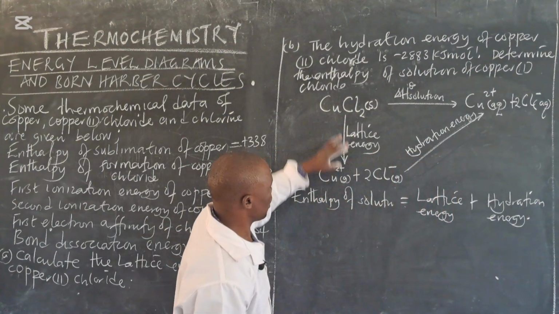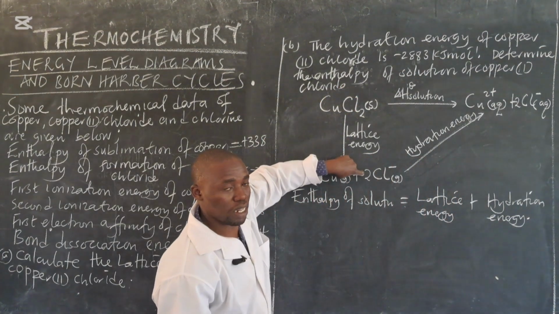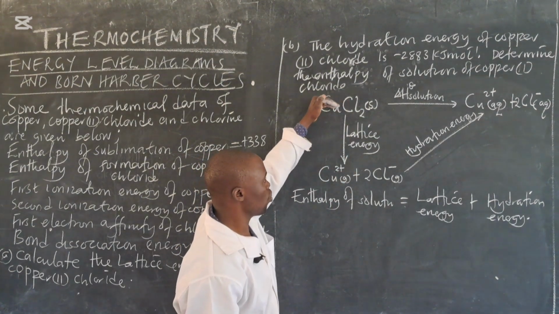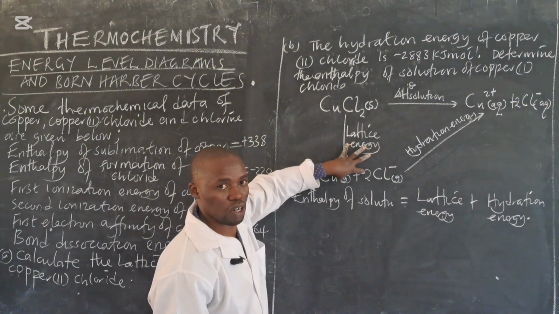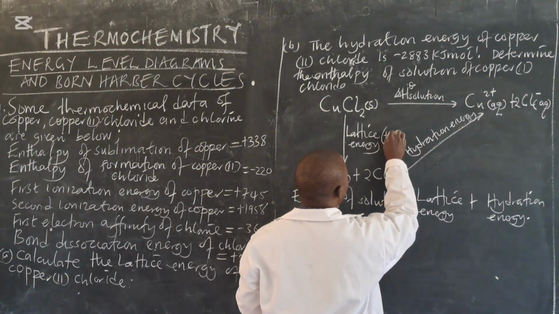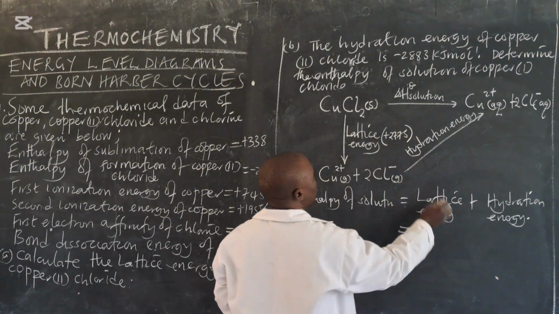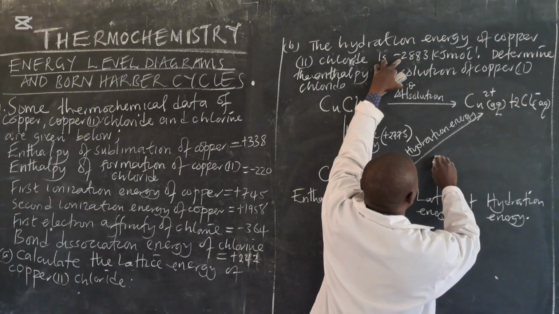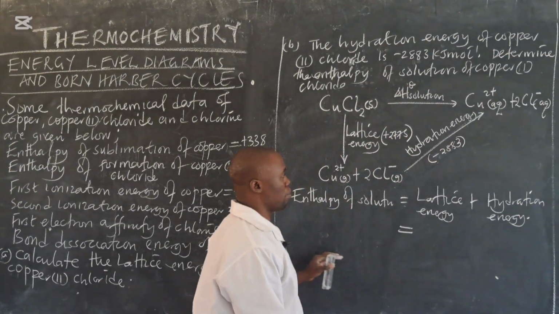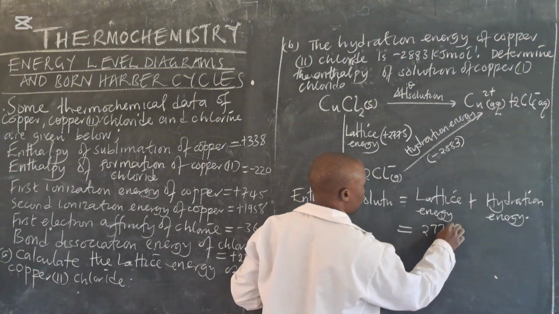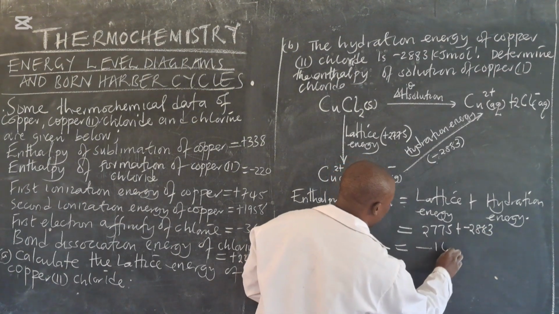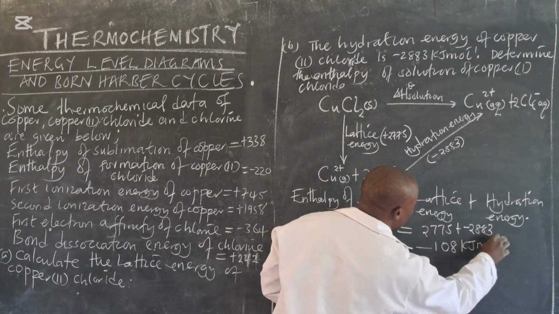Now we see that this solid is dissociating into ions. If ions were combining to form this, it would be negative, but here you are using energy to dissociate this into ions, so the value will be positive. So the lattice energy in this case is going to be positive 2775. According to the question, the hydration energy is 2883. So this is 2775 plus negative 2883, which gives us negative 108 kilojoules per mole.